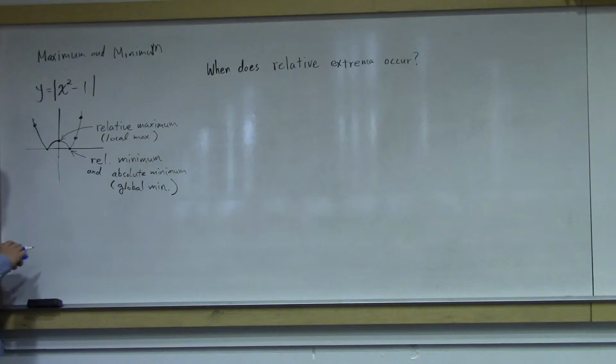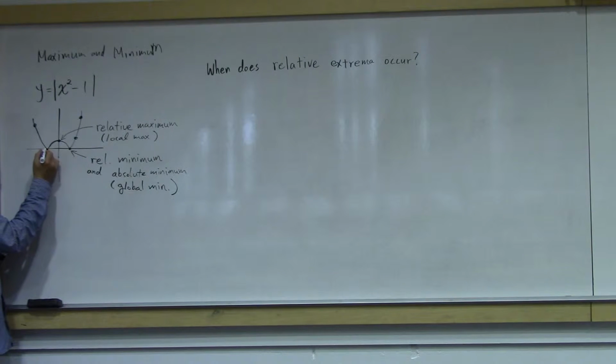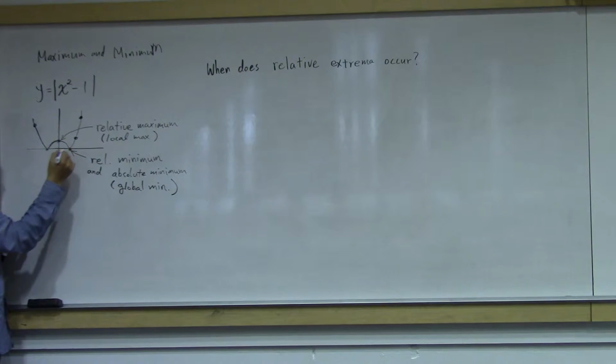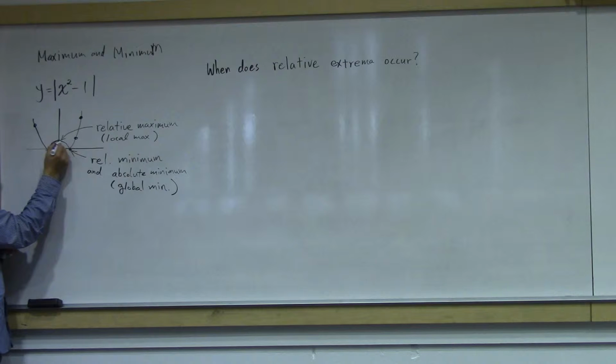Let's look at this graph and see when these points occur. I guess the easiest place to think about is right here. What's so special about this point at the middle?